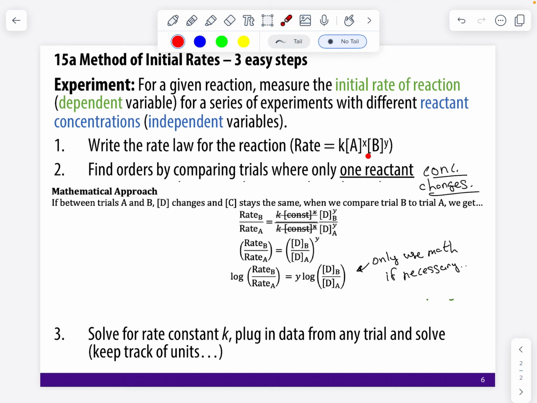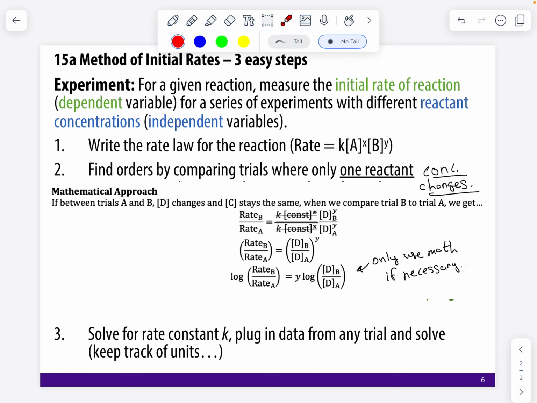Once we have the rate law of the reaction, now what we're trying to determine is how does the rate depend on the concentration of A and B? What are those orders X and Y? And then eventually at the very end, what's that rate constant K? So remember, the approach we can use is compare trials where only one reactant concentration changes. I've got this mathematical approach here, but you don't usually need to use that approach.